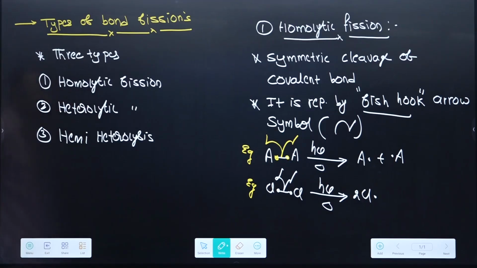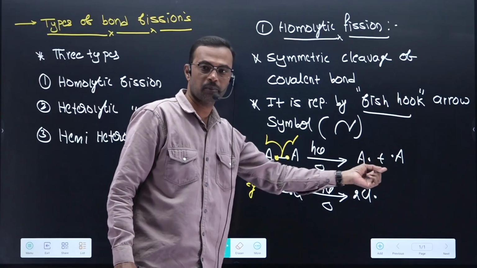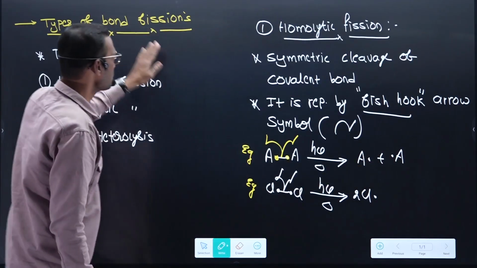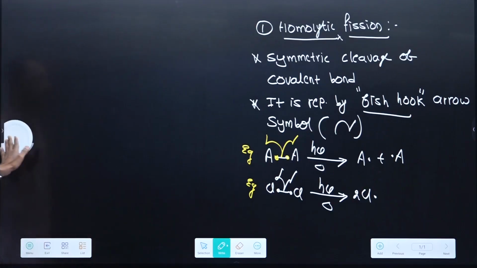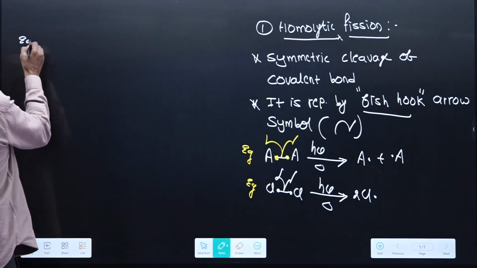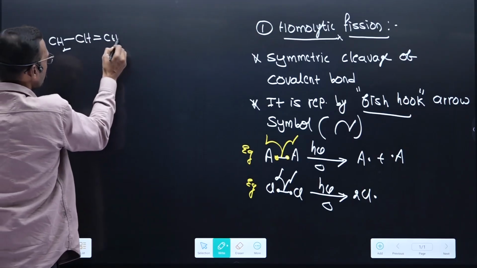Symmetric cleavage of a covalent bond is called homolytic fission. It is represented by the fishhook arrow symbol. Homolytic fission leads to free radicals, that is, an independent electron. Free radical formation takes place here during homolytic fission. So observe this clearly. This is CH2, carbon-carbon double bond. I am writing.